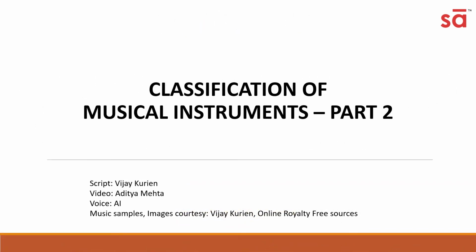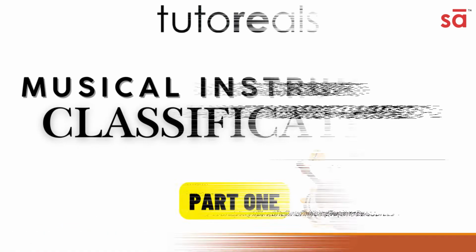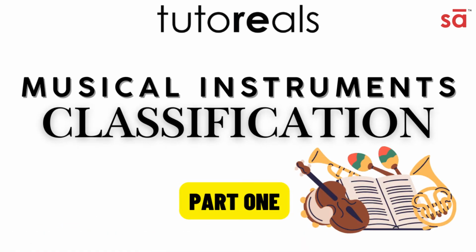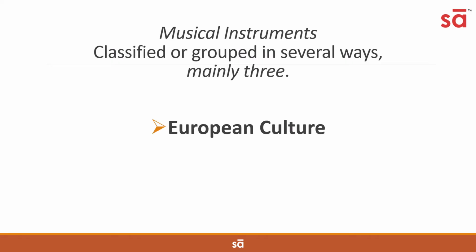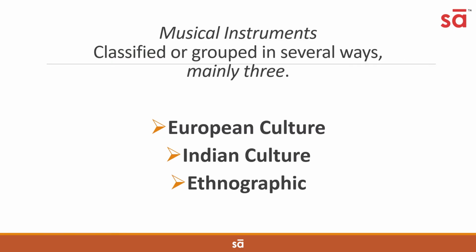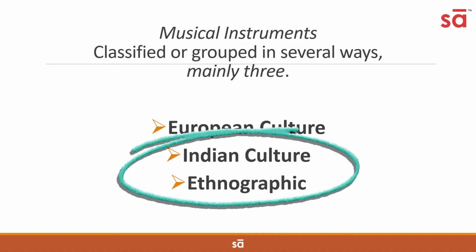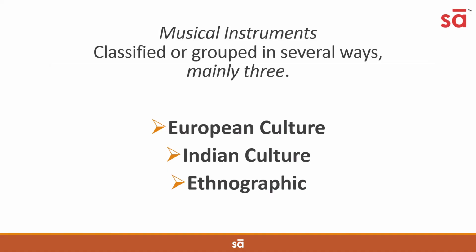Welcome to the second part of our presentation on how musical instruments are classified. In the first part, we explored the European cultural classification system. Now we'll shift our focus to two other fascinating approaches: the Indian cultural classification and the ethnographic classification system. Each of these offers a unique perspective shaped by tradition, history, and cultural context. Let's take a closer look at how these systems group and understand musical instruments.